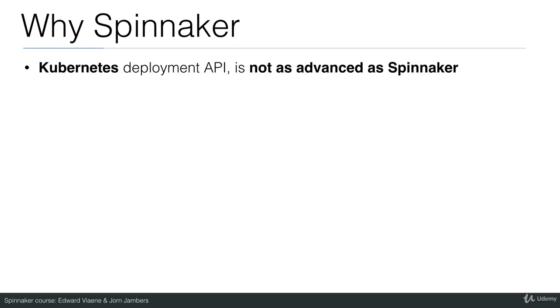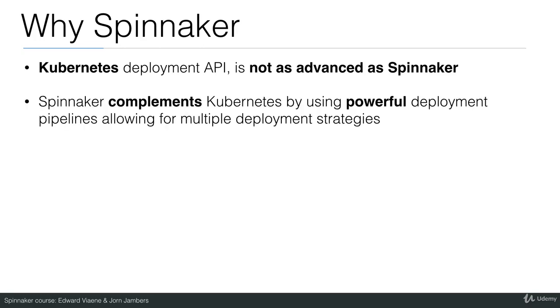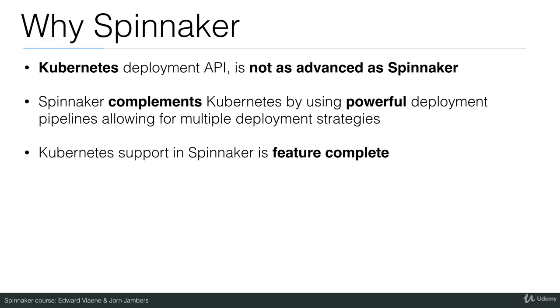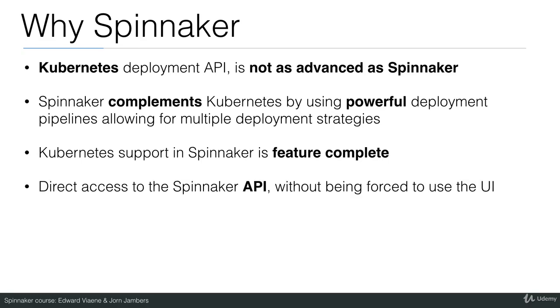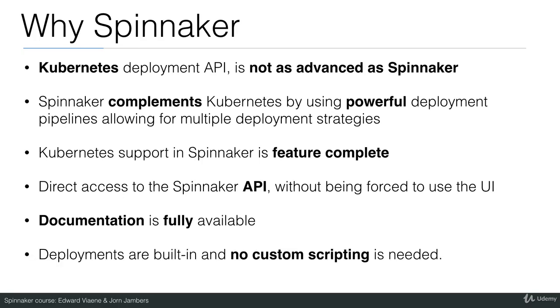Another important reason to use Spinnaker is because the Kubernetes Deployments API is not as advanced as Spinnaker. Spinnaker completes Kubernetes by using powerful deployment pipelines, allowing for multiple deployment strategies. Kubernetes support in Spinnaker is feature complete, and you have direct access to the Spinnaker API without being forced to use the UI if you don't want to. The documentation is fully available, so that's pretty important for a project like this. Deployments are built in and no custom scripting is needed. I will show you in the next diagram.